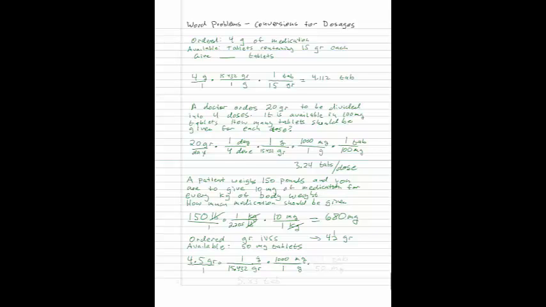So we need milligrams to go away. So we'll put milligrams on the bottom and we'll put tablets on the top. And what's the relationship here? 50 milligrams is 1 tablet. So you'll see grains cancels, grams cancels, milligrams cancels. All that's left is tabs.